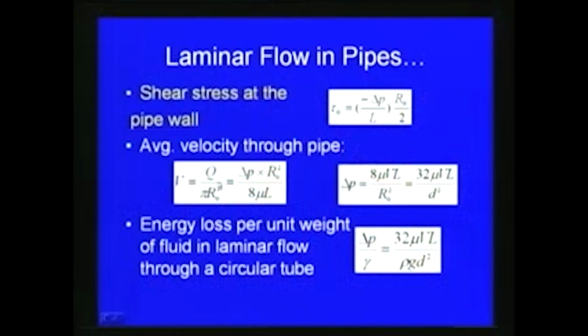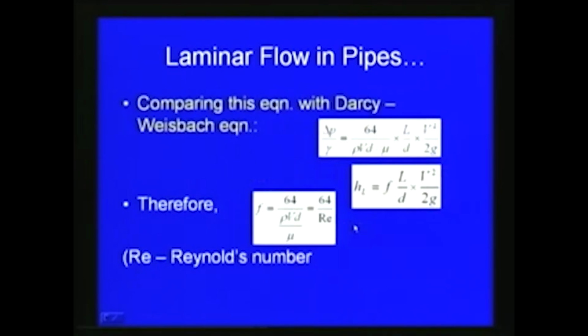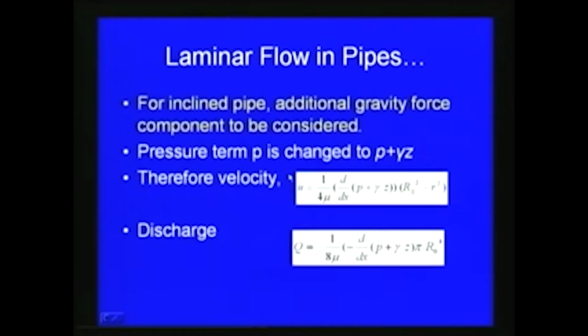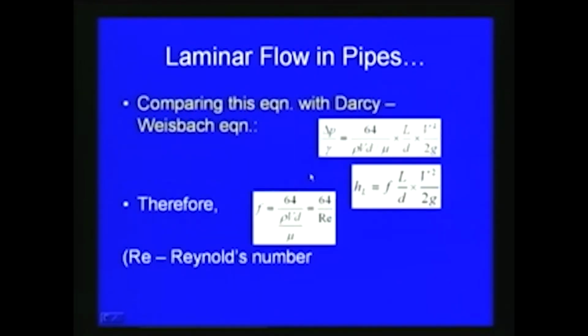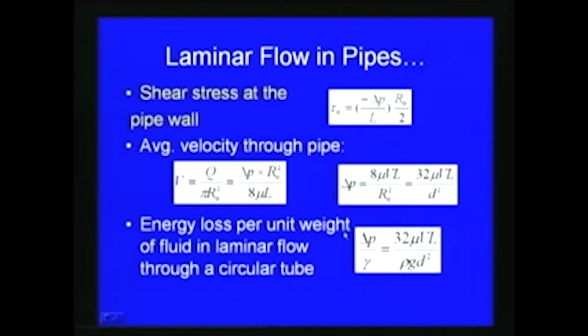The pressure drop also we can obtain from this expression for the average velocity as delta p is equal to 8 mu V L by r 0 square, that is equal to 32 mu V L by d square. And then from this we can get the energy loss per unit weight of fluid as delta p by gamma, where gamma is the specific weight, as 32 mu V L by rho g d square. Like this various parameters we can derive, and then further we will be discussing laminar flow in pipes, and further problems will be discussed in the next lecture.